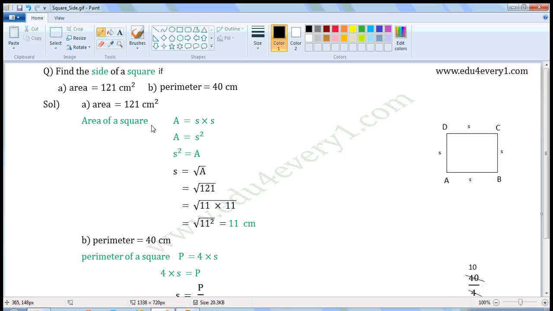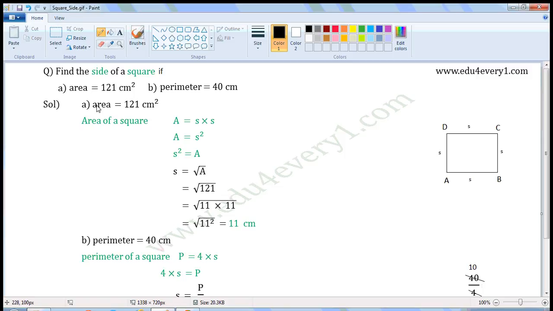We can find the area of a square using the formula A is equal to S into S. Area is equal to side into side. Side into side is side square. So we can write this as A is equal to S square. We can rewrite this as S square is equal to A. Then S will be equal to square root of A.